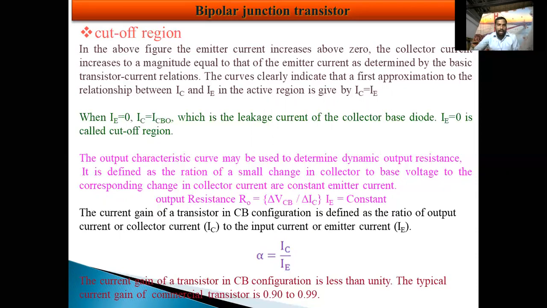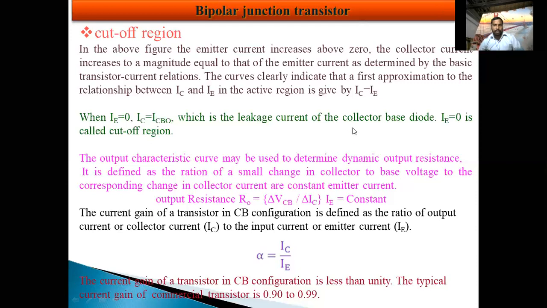Now the current gain of the transistor in CB configuration is defined as the ratio of output current, that is the collector current, to the emitter current, that is alpha is equal to IC by IE. Now the ideal current gain in this configuration is less than unity. Typically, the current gain of a commercial transistor is 0.90 to 0.99.